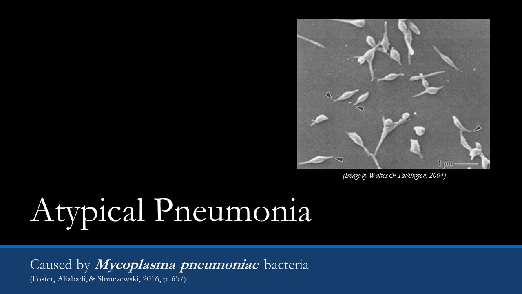The term atypical means that the pneumonia can affect more than one organ system, that the white blood cell count is typically normal, and that the symptoms are generally mild and gradual and are similar to an upper respiratory tract infection when they first present.